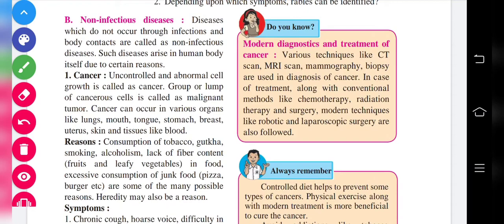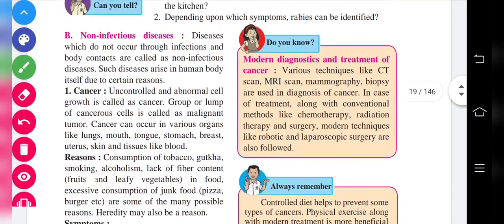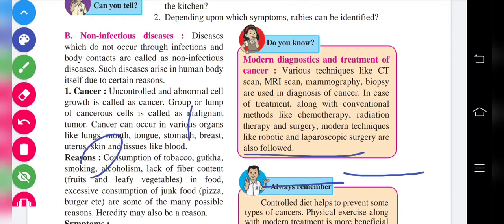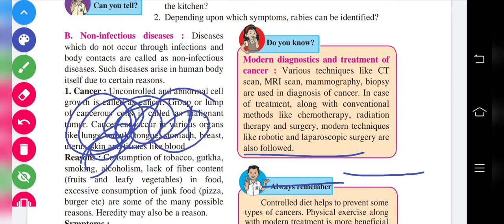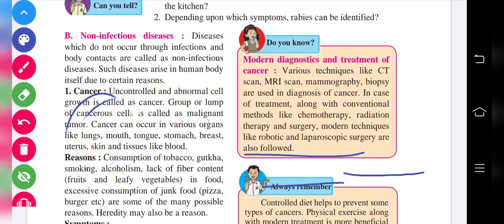So what do you know about cancer? Uncontrolled and abnormal cell growth is called cancer. In our body many cells are present, but when cells grow in an uncontrolled way, there is a lot of unwanted cell growth in our body, and that is called cancer. This unwanted cell growth can occur in different parts of the body. A cancerous growth is called a malignant tumor.